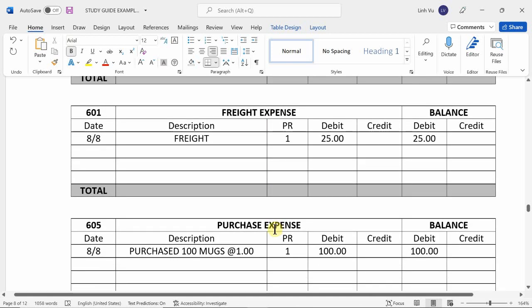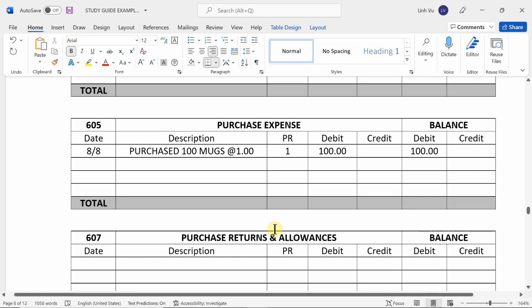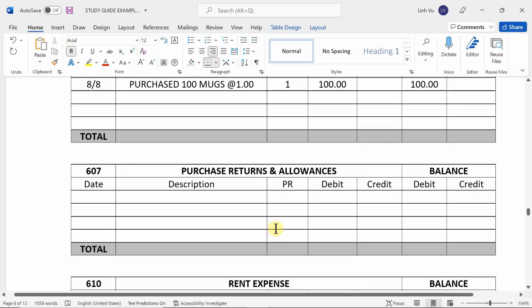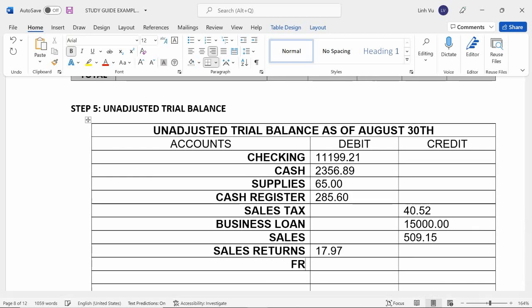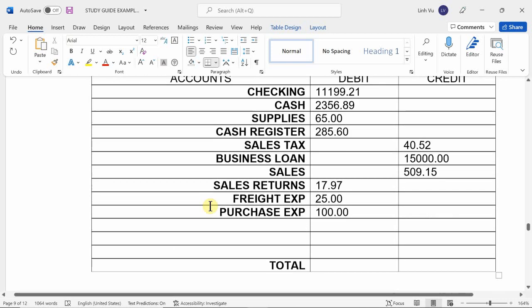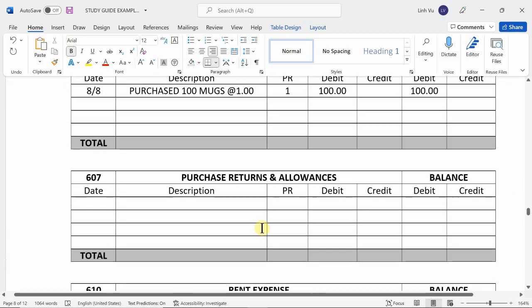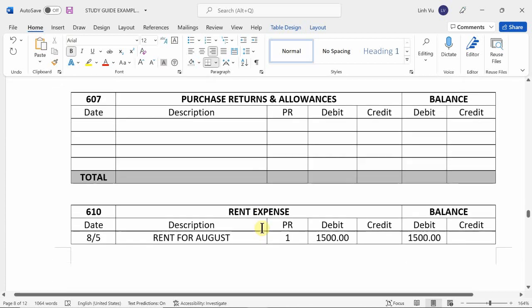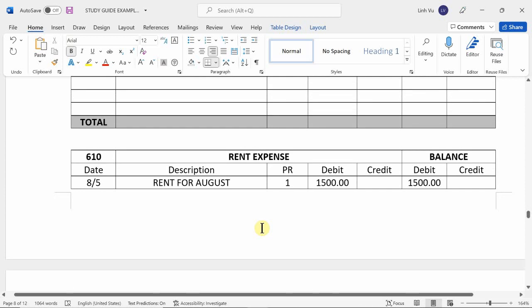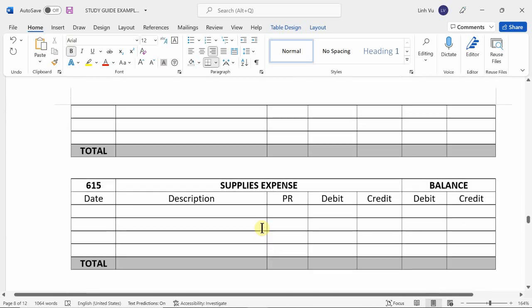Freight expense for $25 and purchase expense for $100. There are no purchase returns. So in this case, I have freight expense for $25 and purchase expense for $100. After the purchase returns and allowances, there's nothing there. I didn't return anything.